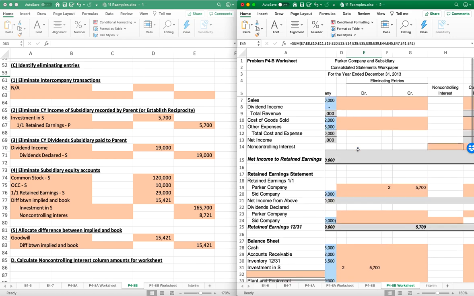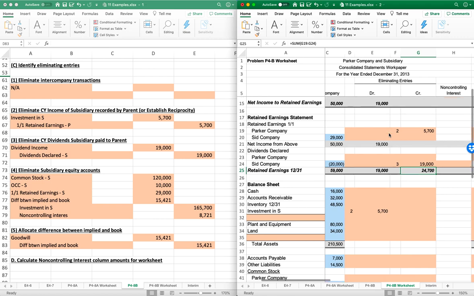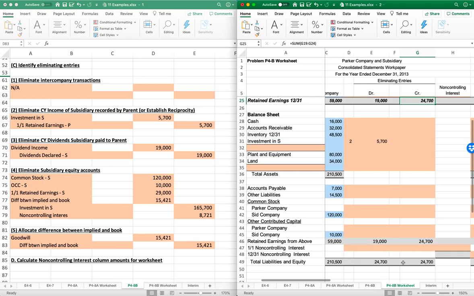Okay, next one is dividend income. Dividend income appears on our income statement. So we are going to debit dividend income for $19,000. And we're going to credit dividends declared by our subsidiary, which appears on our retained earnings statement, again for $19,000. Scroll down to the bottom, debits and credits still balance, so we're good to move on to the next one.